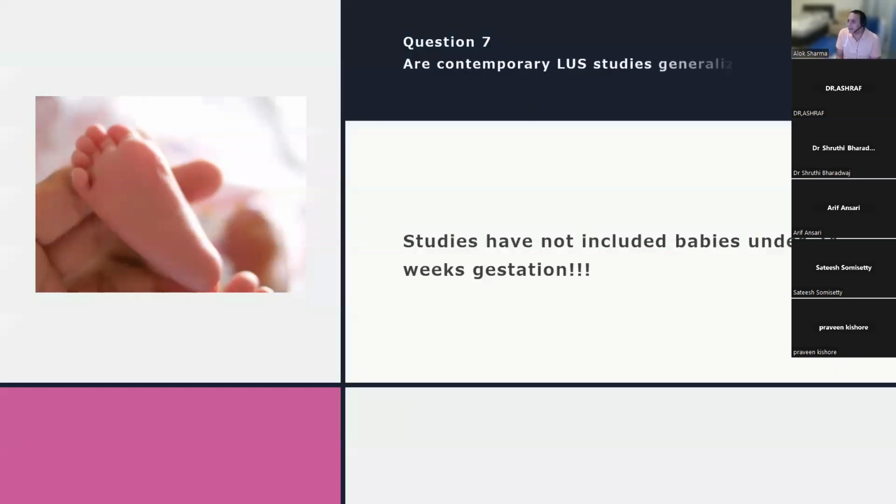The one thing that I do want to emphasize is that for babies under 25 weeks of gestation, most contemporary studies of lung ultrasound did not actually include babies under 24 weeks of gestation, so 23, 22 weekers. And that's where, again, I'd just be a little bit cautious in trying to say that you can extrapolate all of this to those babies. I think that's where your clinical correlation, again, is very important.